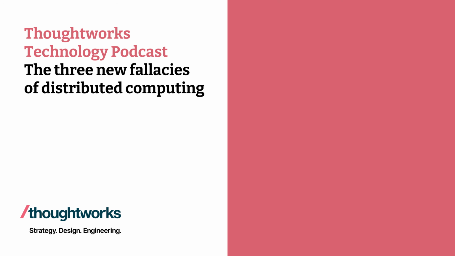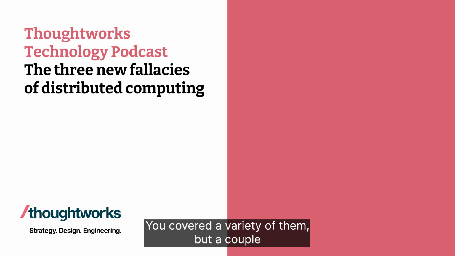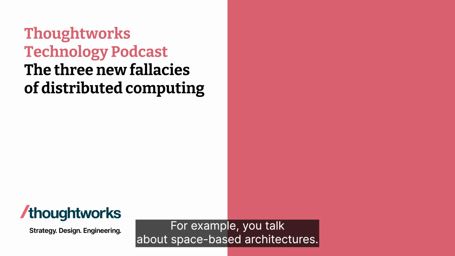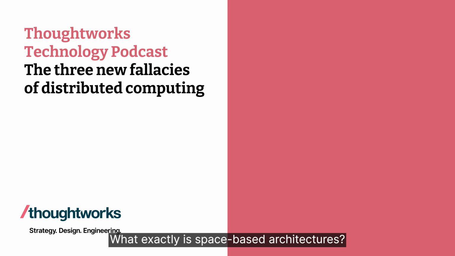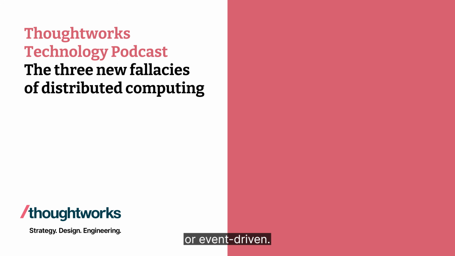Great. So the next topic that I wanted to cover was on architecture styles. You cover a variety of them, but a couple that may not be as popular. For example, you talk about space-based architectures. What exactly is space-based architecture? Because it's not something that is as prevalent as something like microservices or event-driven, right? So can you shed some light on that?